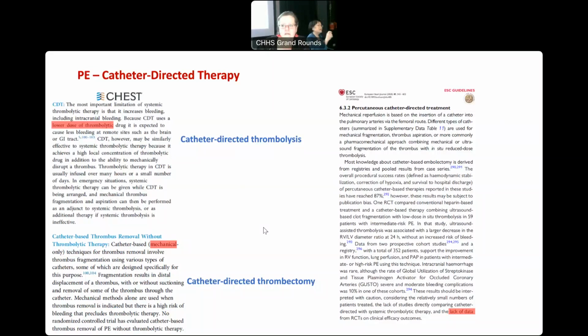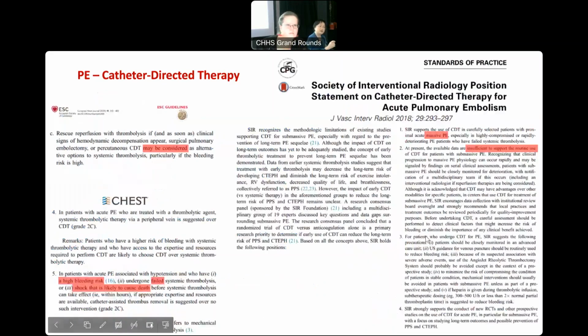So in the guideline, all guidelines make it very clear. Catheter-directed therapy is indicated if you have high risk PE but you cannot thrombolyze. Contraindicated for thrombolysis or failed thrombolysis is recommended to go to catheter-directed therapy. In 2018, the Society of Interventional Radiology published their statement. I fully support high-risk PE with contraindicated or failed thrombolysis. However, they say there's insufficient data to support use in intermediate risk.